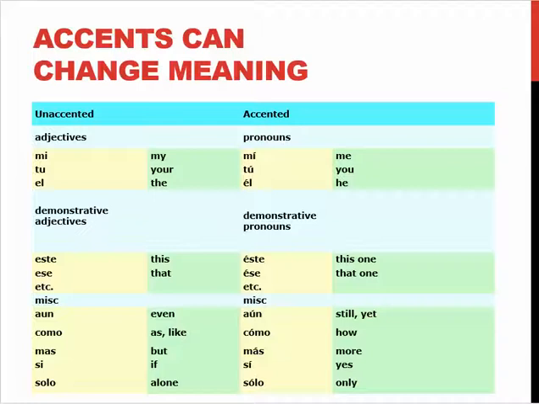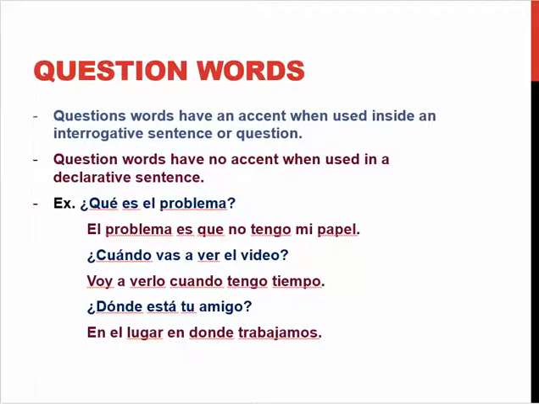So it is very important that you get the accent mark right when you're doing your writing, because you literally have written probably something that was not what you meant if you don't put the accent mark on. And last but not least, question words. Question words have an accent when used inside an interrogative sentence or a question. Some of these words can also be used in a declarative sentence. If you're using it in a declarative sentence, there will be no accent mark. But if you're using it in an interrogative sentence or in a question, there will in fact be an accent mark. So, let's take a look.